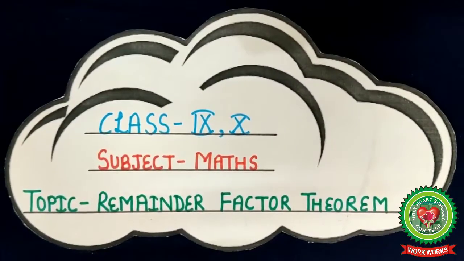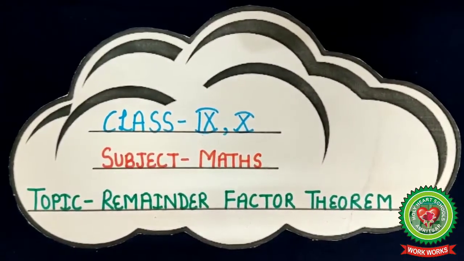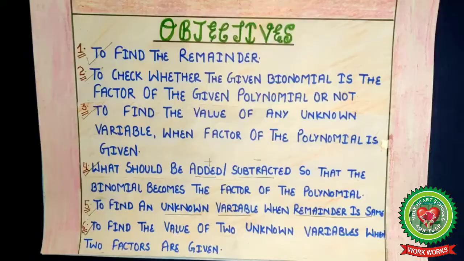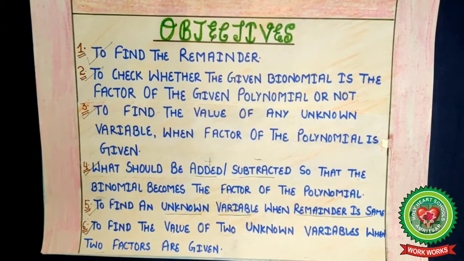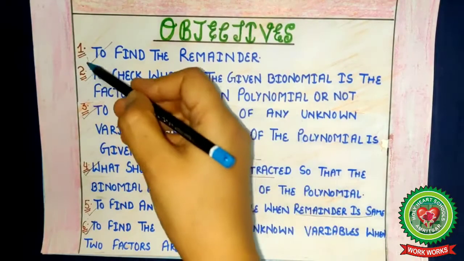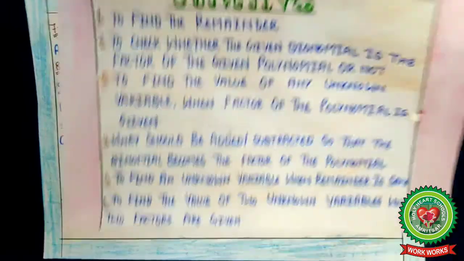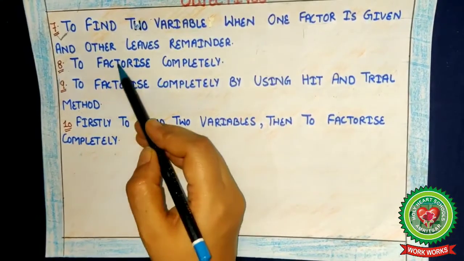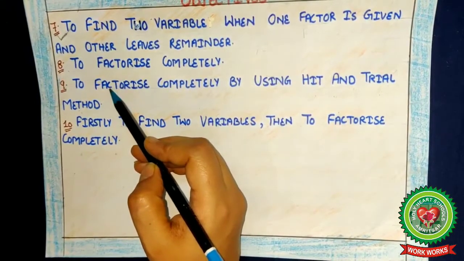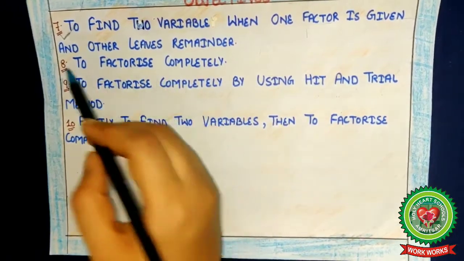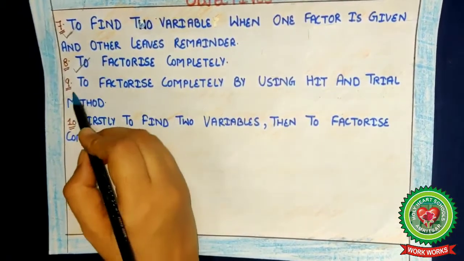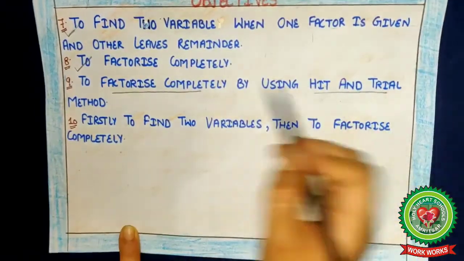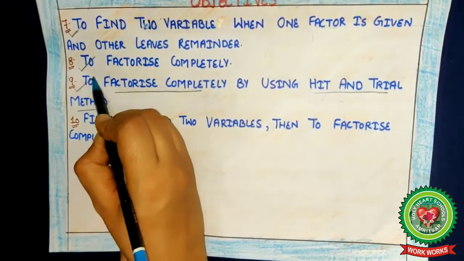Hello students, today we will revise the remaining types of this chapter, remainder factor theorem. First, have a look at the objectives. So far we have done these 7 objectives. Now we will revise the next 2 objectives today. Objective number 8 is to factorize completely. Objective number 9 is to factorize completely by using hit and trial method. This is our objective number 9.